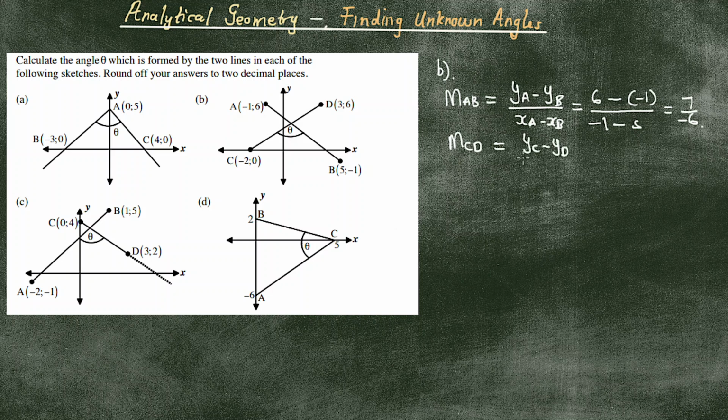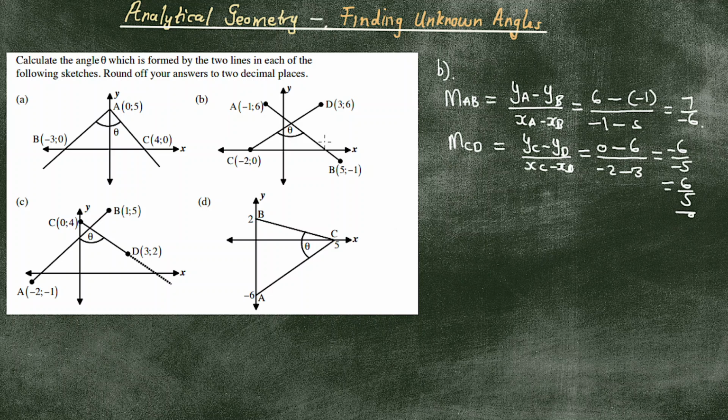Then we're going to calculate the gradient of CD: YC minus YD over XC minus XD. What is YC? 0 minus YD, 6, over XC, minus 2 minus XD, 3. So it's minus 6 over minus 5, equal to 6 over 5. So this is our answer. I have the gradient of CD.